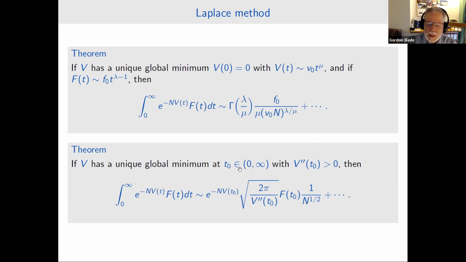If there's a unique global minimum somewhere else, at some positive t0 with positive curvature at that point, then you have exponential behavior. v of t naught will be negative if it's the global minimum, because v of 0 is 0, so v of t naught has to be smaller. So this is actually growing exponentially with n. And then there are some factors here that are not so important for us, and 1 over the square root of n. So there's a big difference in the asymptotic behavior of these integrals depending on whether v has its global minimum at 0 or not. In one case, you don't have exponential decay or exponential growth, and in the other case, you do have exponential growth.